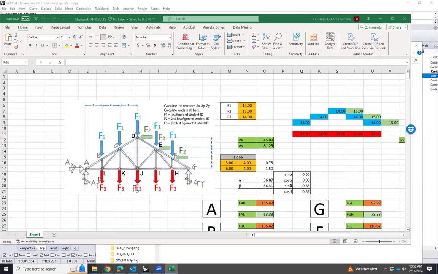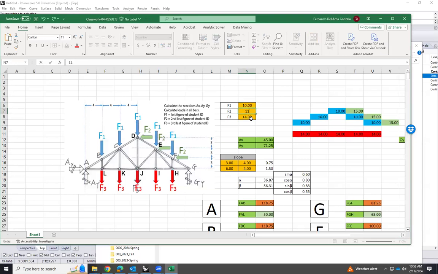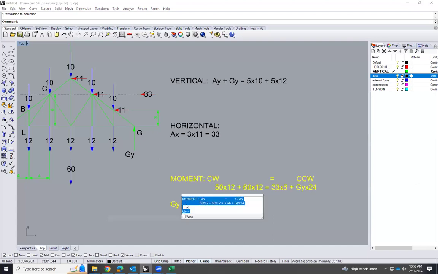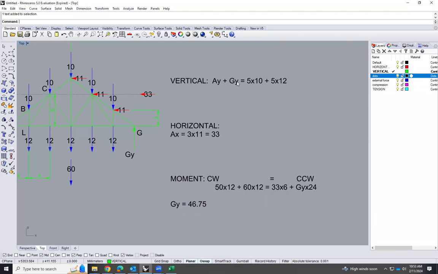Now, if I use the Excel file, because I want to make it so F1 is 10, F2 is 11, F3 is 12, the reactions are 33, 60, 63.25, and 46.75. So now Gy is 46.75. And here on this one, AY would be 46.75 because it's Gy.